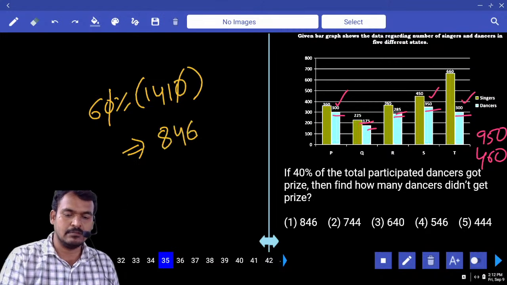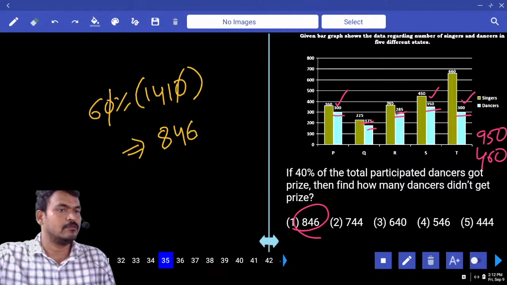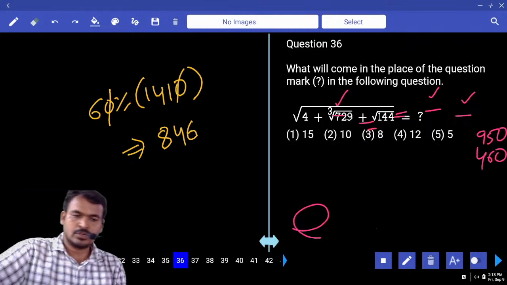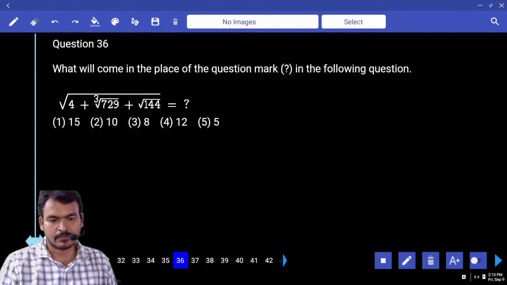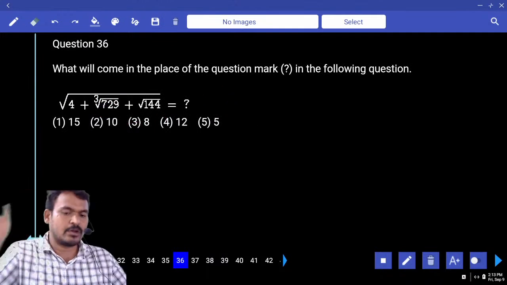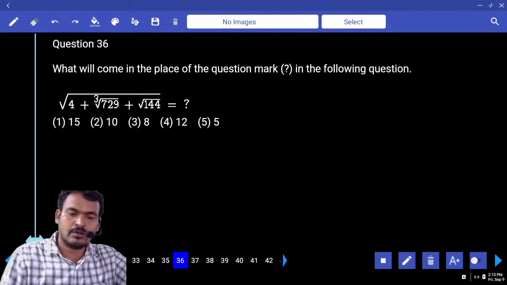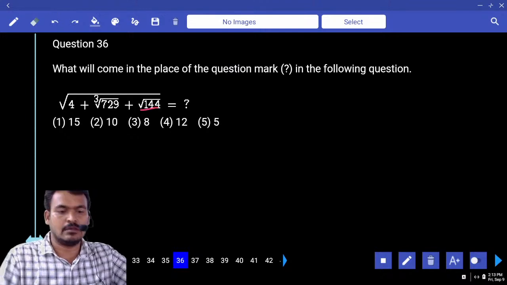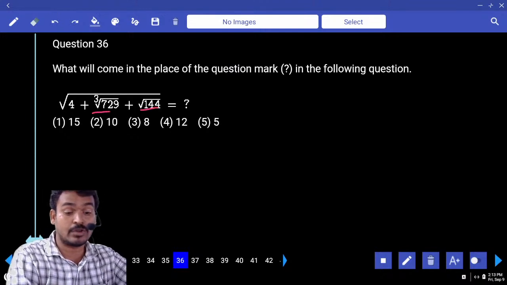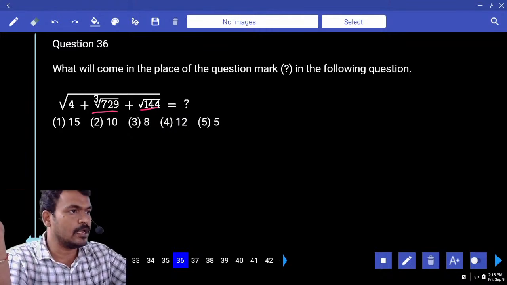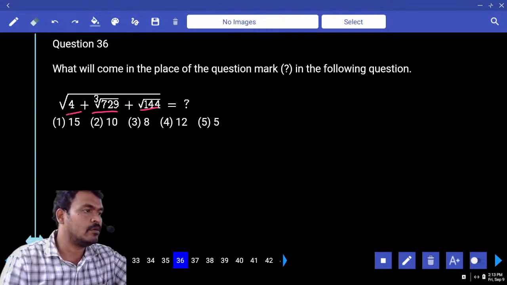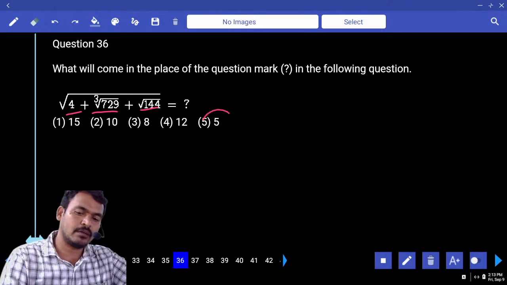846. Option first one. Question number 36. First priority, the square root of 144. What is the square root of 144? 12. Square root of the cube root of 729, 9. 9 plus 12, 21 plus 4, 25. Square root of 25, 5, or not?